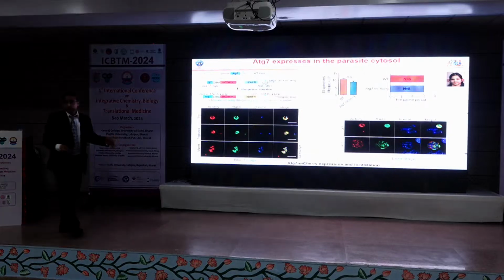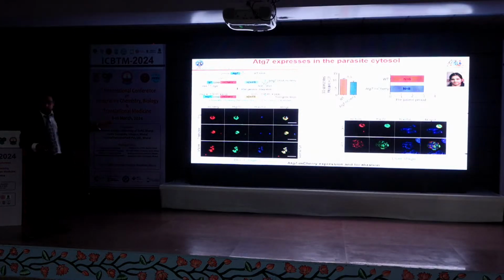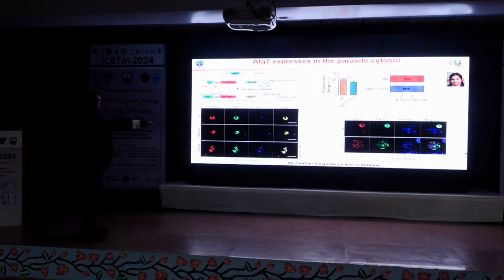Next we targeted ATG7, which is involved in both the ATG8 and ATG12 conjugation systems. The first thing we checked was its expression and localization by fusing the gene with mCherry. In this transgenic parasite we found that it's mainly localized to the cytosol, and fusing mCherry with ATG7 did not affect parasite development throughout the mosquito and mammalian host.